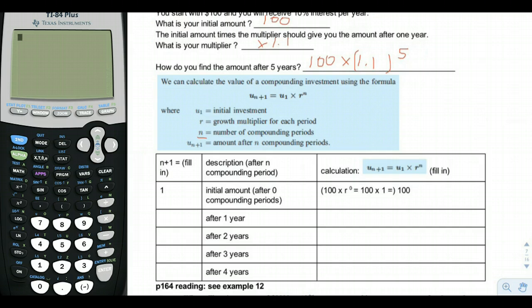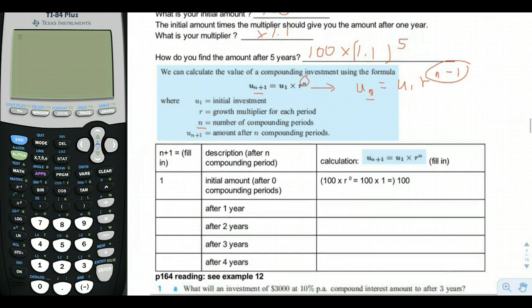Okay, so if you look at this formula, it's a little bit different than the geometric sequence series formula that we had, because the regular formula is u of n equals u1 times r to the n minus 1. It's actually the same thing though, because here you have n plus 1 and here you have n, and here you have n and there you have n minus 1. In the end, it's pretty much the same thing, right? Okay, so let's move on.